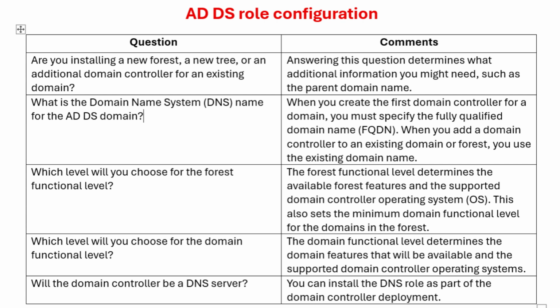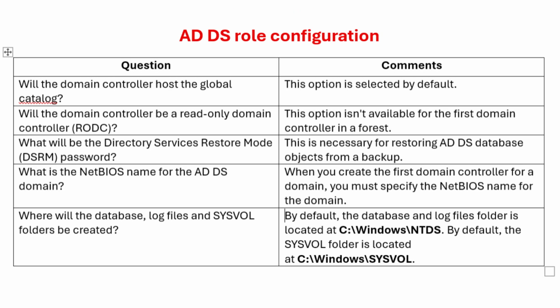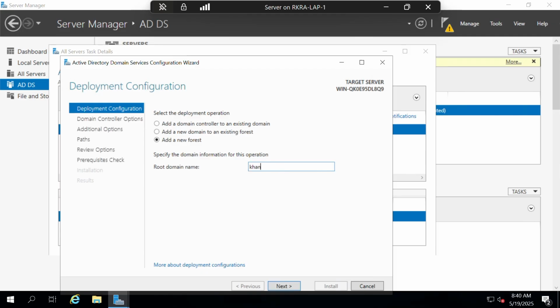Which level will you choose for the domain functional level? The domain functional level determines the domain features that will be available and the supported domain controller operating systems. Will the domain controller be a DNS server? You can install the DNS role as part of the domain controller deployment. Will the domain controller host the global catalog? This option is selected by default. Will the domain controller be a read-only domain controller, RODC? This option isn't available for the first domain controller in a forest. What will be the directory services restore mode, DSRM, password?